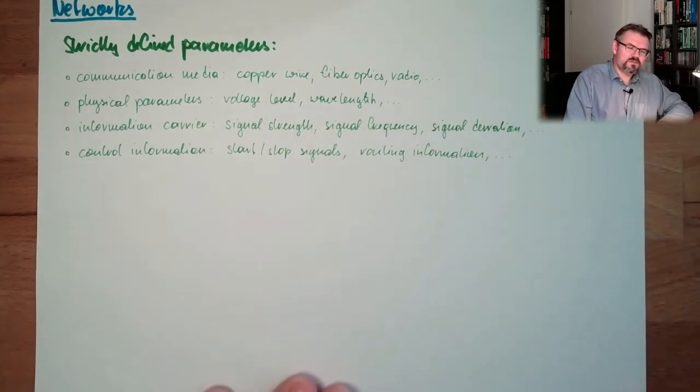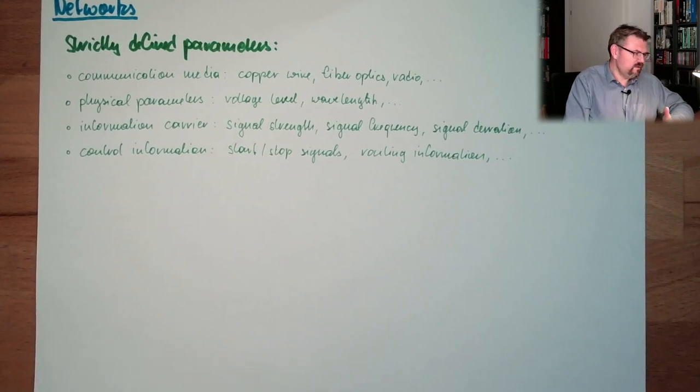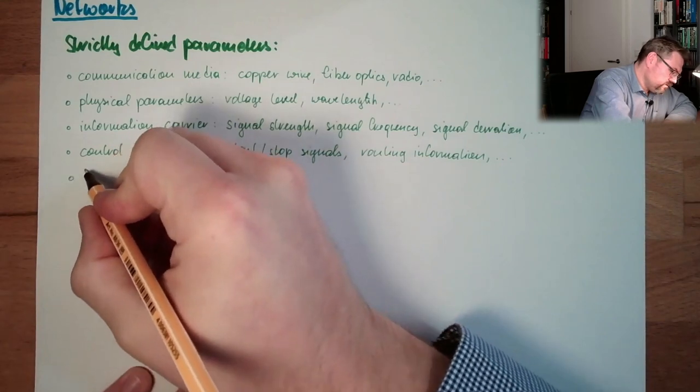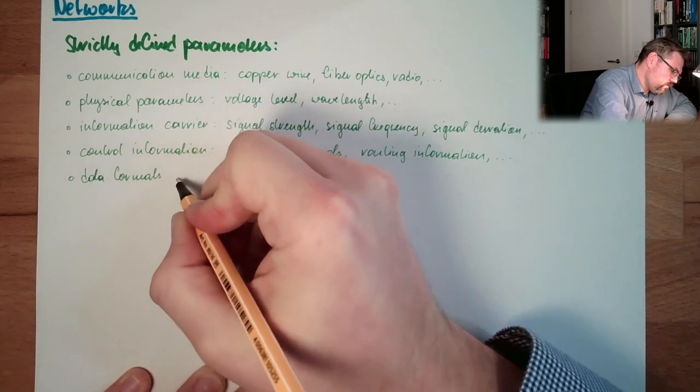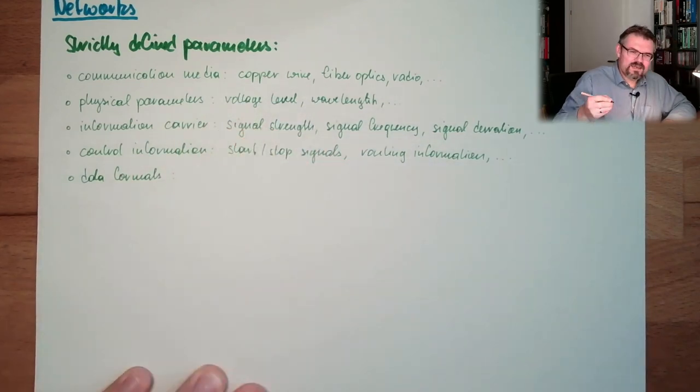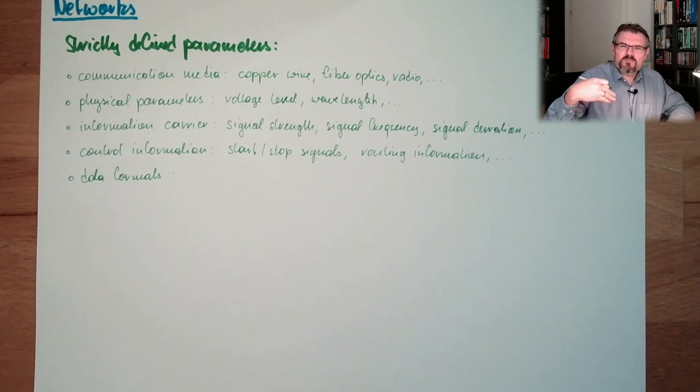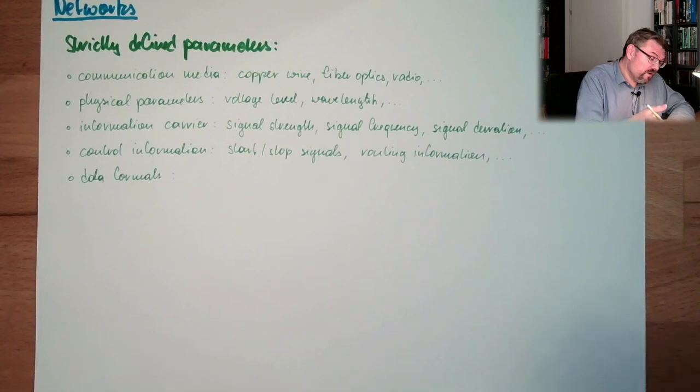And so on. Those things need to be clear. Then data formats also. For instance, if we are sending digital information, what is the bit order? Is the most significant bit first? Is the least significant bit first? And if we are receiving byte-wise, what is the most significant byte if we are transferring words, for instance, and so on. Data formats.